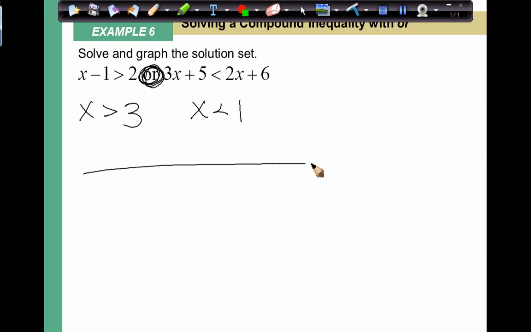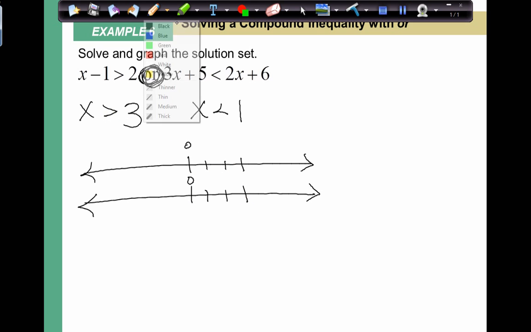Okay, same thing. We want to graph each one. So we graph the first one. Let's say this is 0. Then 1, 2, 3. X is greater than 3. So we'll have an open circle at 3, and then we shade to the right. And for x is less than 1, we have an open circle at 1. We shade to the left. Okay, so for our answer, we don't want to see where they overlap. We just want to copy down both.